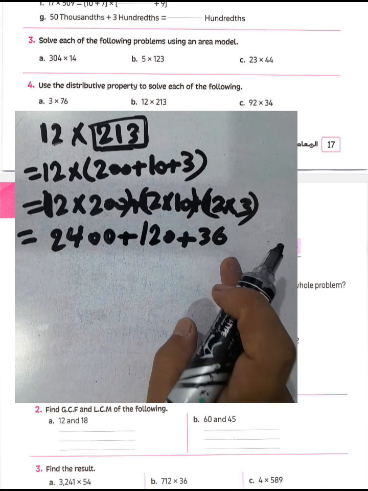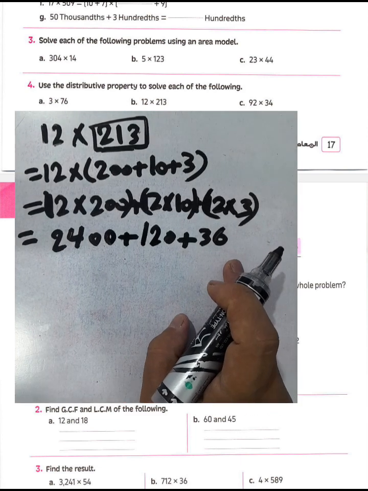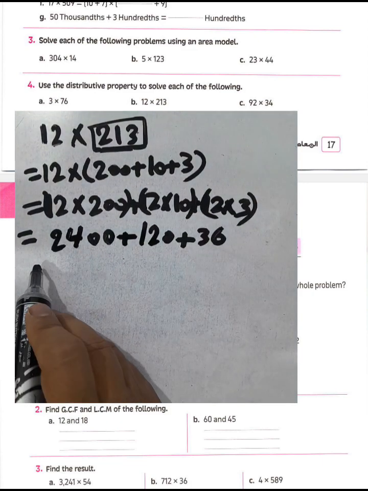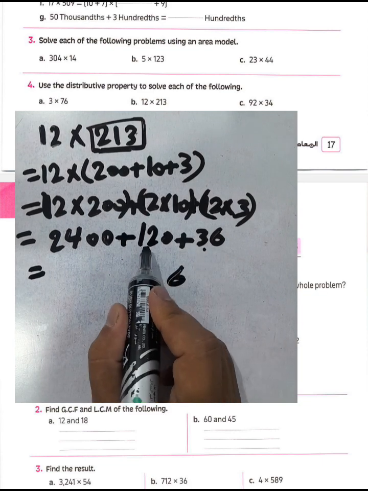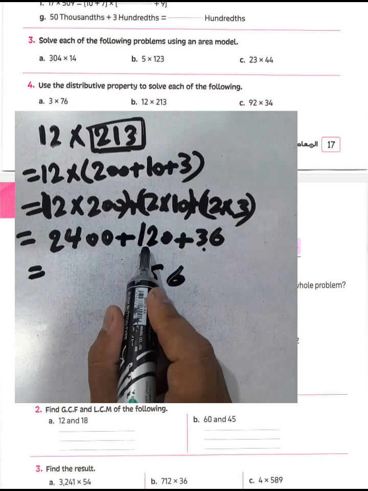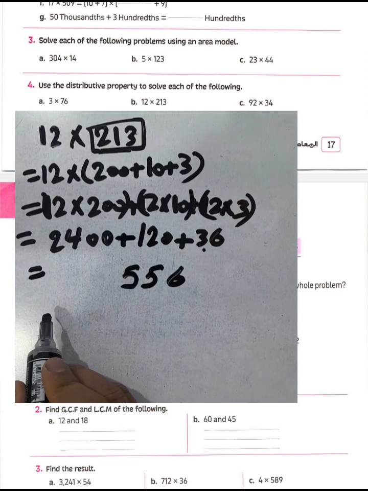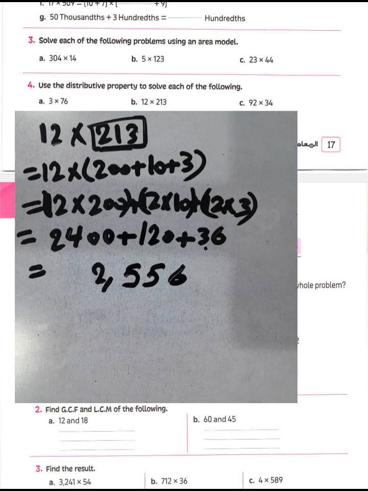Okay, my students, we used multiplication here. 6 plus 0 plus 0 equals 6. 3 plus 2 equals 5. 5 plus 0 equals 5. 1 plus 4 equals 5. And then write the thousand. The result will be 2,556.